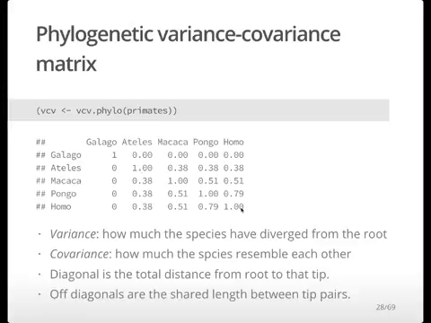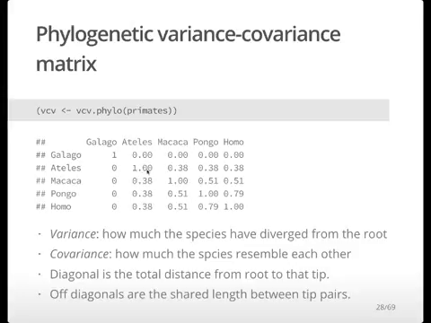And so all these values are the same because we have an ultrametric tree. If our tree isn't ultrametric, they're not all going to be 1, because some are going to have less time than others. Some will go all the way to the tip and all the way to the end, and some will only go part way and then go extinct. Then the covariance part of this variance-covariance matrix is how much they resemble each other, and that's the off-diagonals. In this case, it's really simple. It's just the shared length between tip pairs. That's all it is.